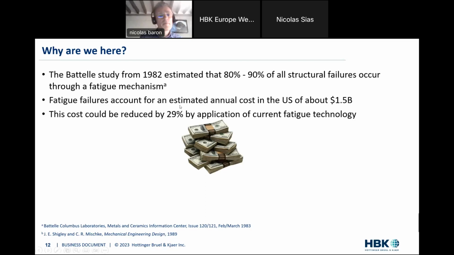So in terms of money, since this is a massive 80 to 90% of failures occurring because of fatigue, we see that it costs a lot of money. In the US, it was estimated an annual cost of $1.5 billion due to fatigue failures. I think that's a big number, and that really shows how much money is spent due to failures from fatigue, and why we shall study them really carefully, so that this money is saved and not spent fighting against those failures. And we estimate that this $1.5 billion, again, such a high number, could be reduced by 29 to around 30% by application of current fatigue technology.